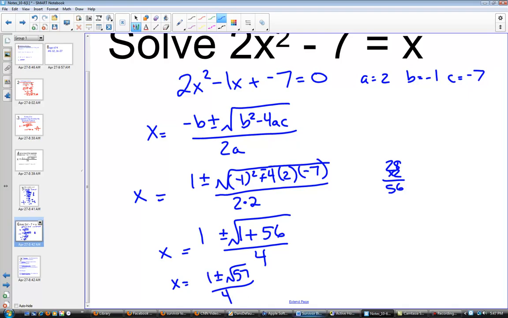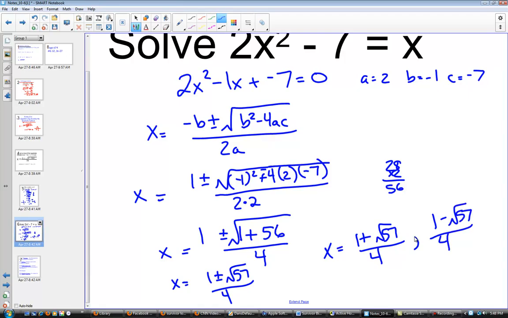Now, 57 is not a perfect square. Last time I was celebrating because I was like, woohoo, it's a perfect square, when we had 121. But when we don't have a perfect square, it depends on what the directions say. The directions might say, give me the exact answer. Well, that's your exact answer. So you have two solutions. X can be 1 plus the square root of 57 over 4, or it can be 1 minus the square root of 57 over 4.